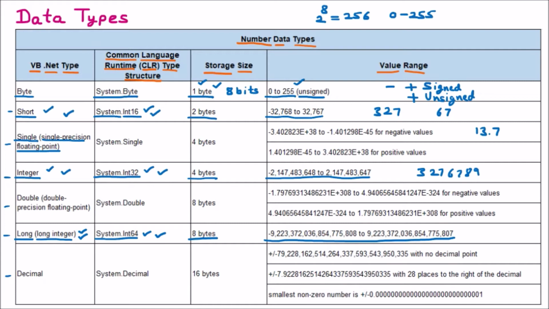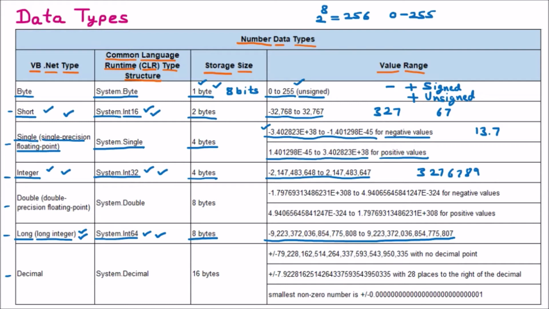In the CLR, single is stored by System.Single, and their storage is 4 bytes. Now this is the range. If we consider the negative values also, this will be the range. But if we consider only the positive values, meaning unsigned, not taking the minus, this will be the range for single.